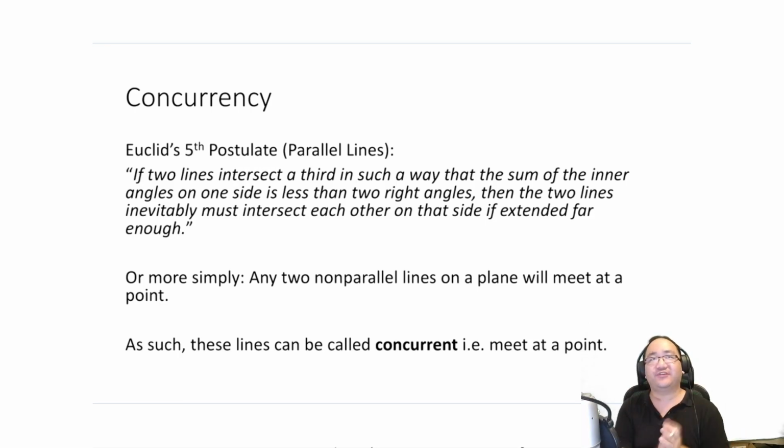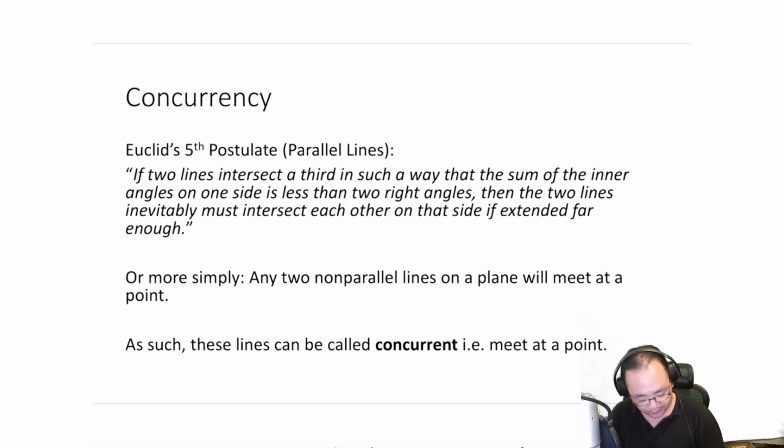So if two lines intersect a third in such a way that the sum of the inner angles on one side is less than two right angles, then the two lines inevitably must intersect each other on that side if extended far enough. I'm just going to work through that one.